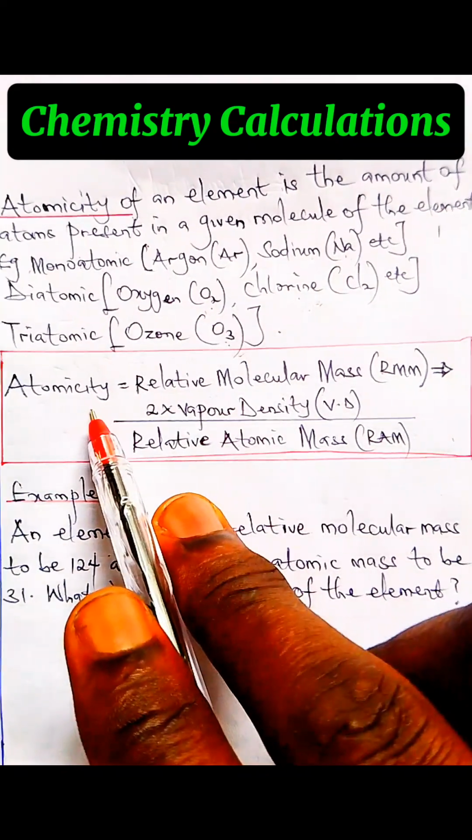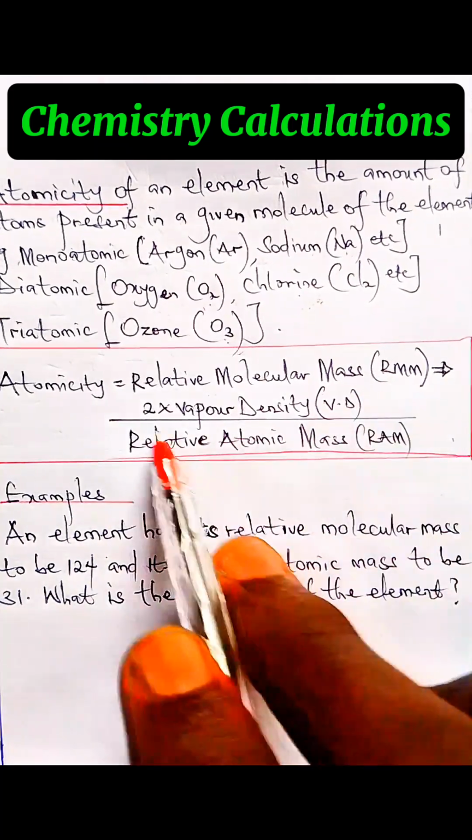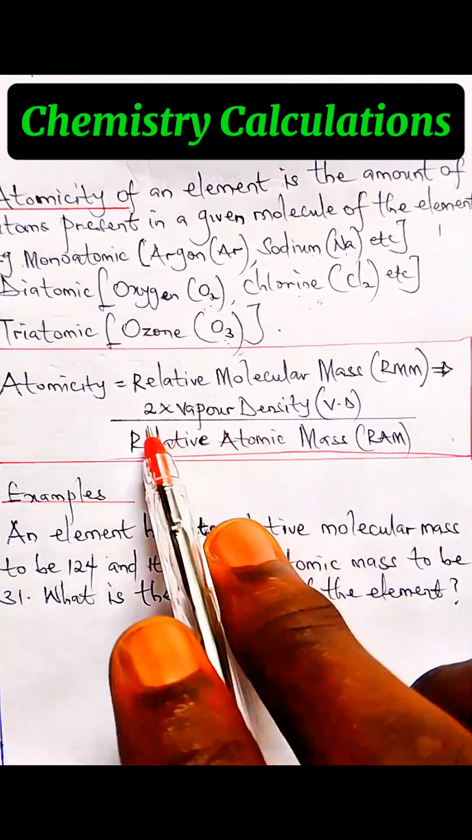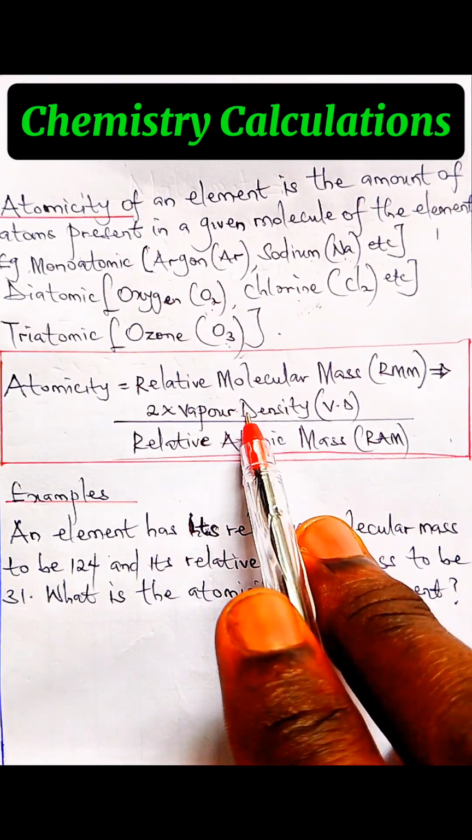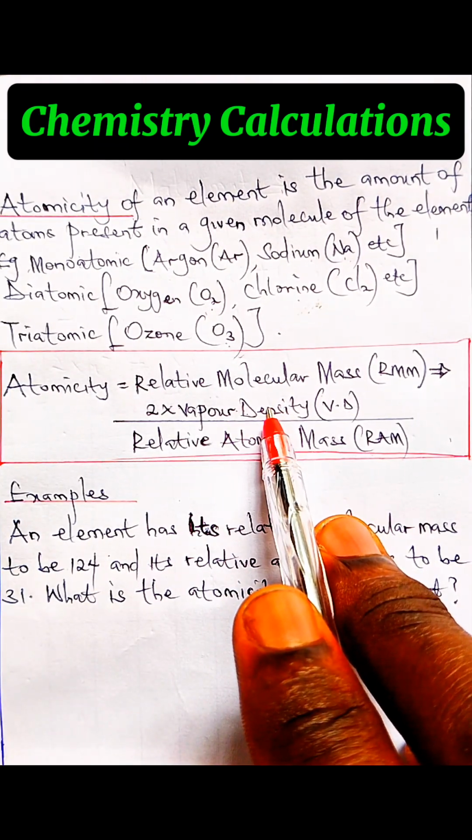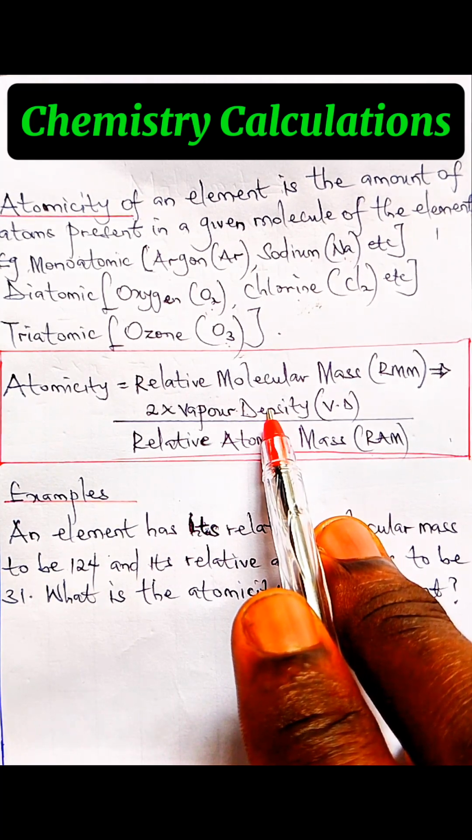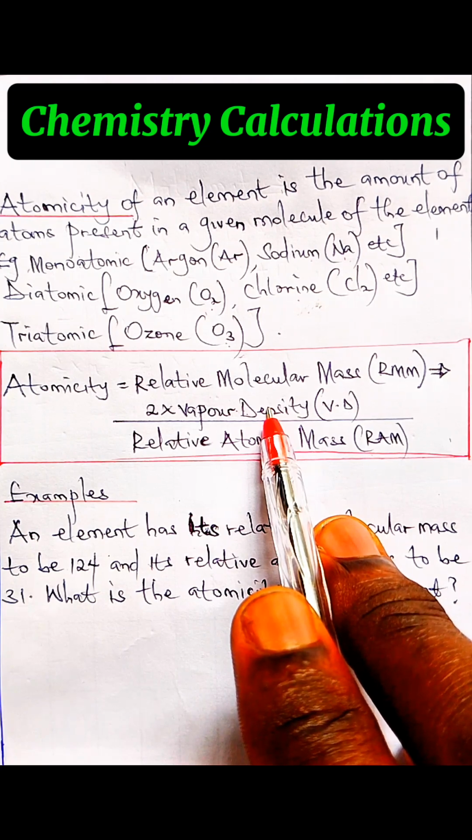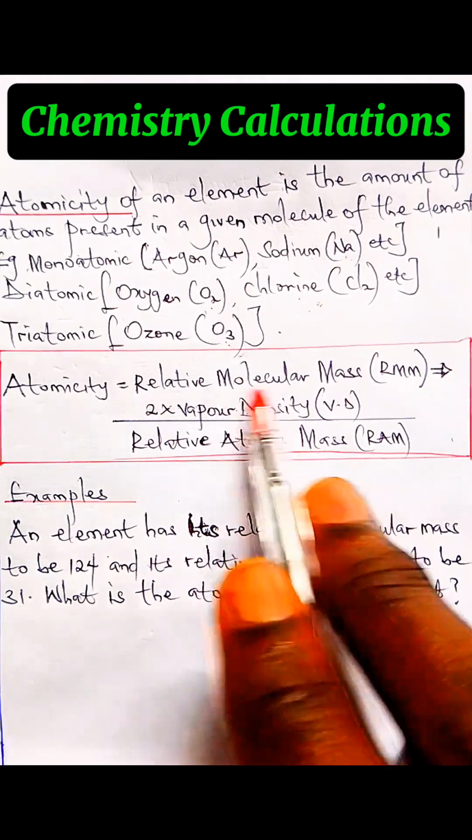When we talk about atomicity, the formula for atomicity is simply relative molecular mass divided by relative atomic mass. Now, relative molecular mass is the same thing as 2 times vapor density, or 2 times relative vapor density. Now, what is relative molecular mass? Relative molecular mass is the same thing as molecular mass, but this time around we're talking about the mass of a molecule in relationship with carbon-12 atom. So relative molecular mass is simply the amount of times a given mass of a molecule is heavier or as heavy as 1 atom of carbon-12. That is what relative molecular mass is.